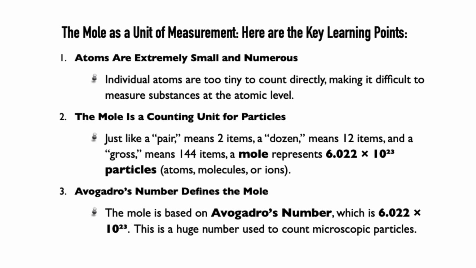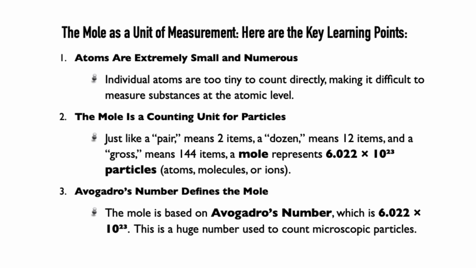The mole is a counting unit for particles. Just like a pair means 2 items, a dozen means 12 items, and a gross means 144 items, a mole represents 6.022 × 10^23 particles, that is, atoms, molecules, or ions.